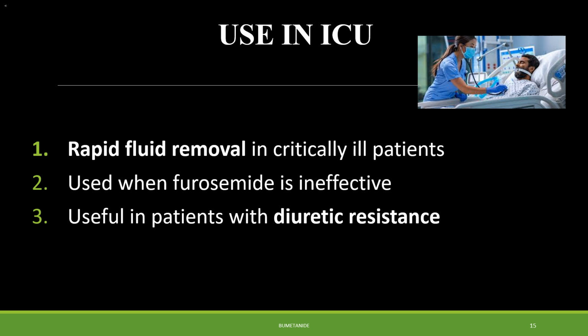Use of bumetanide in ICU. 1. Rapid fluid removal in critically ill patients. Bumetanide helps remove fluid quickly in ICU. 2. Used when furosemide is ineffective. Bumetanide is an option if furosemide doesn't work well. 3. Use in patients with diuretic resistance. Bumetanide can help when other diuretics aren't effective enough.